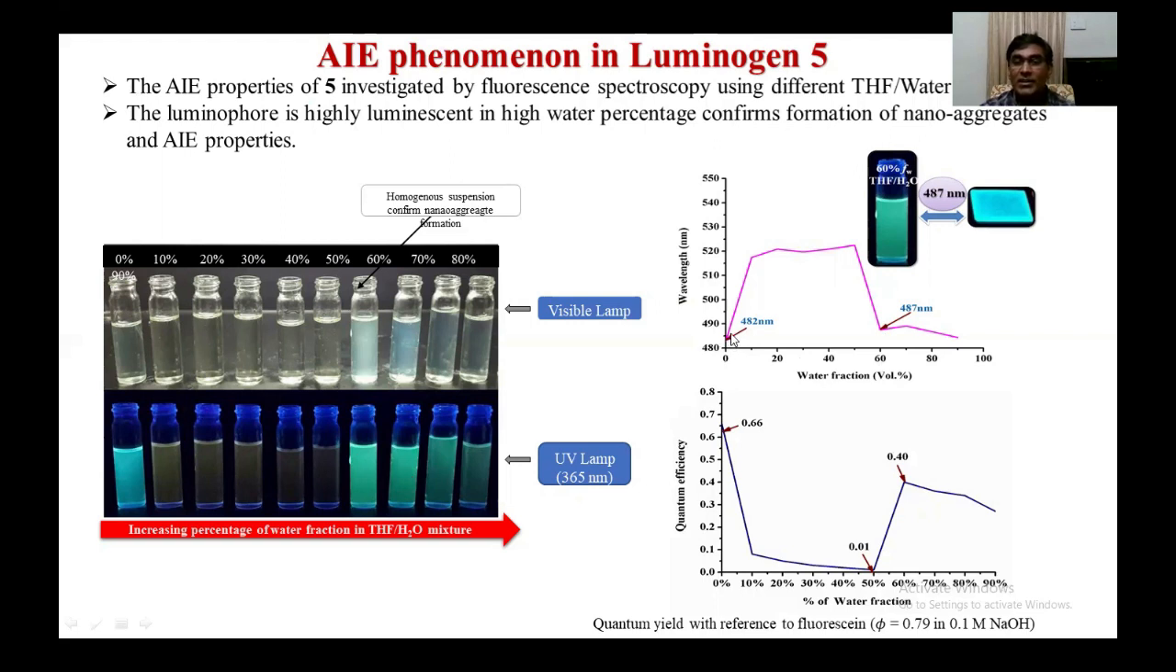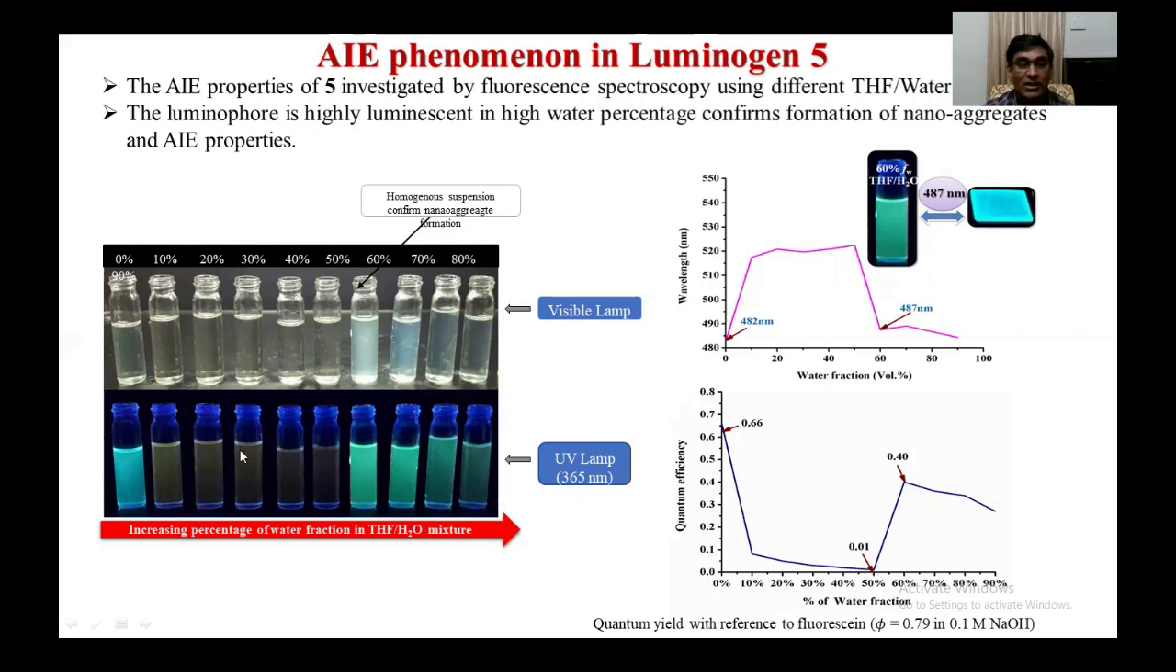So due to the positive solvatochromic effect, as the water fraction increases, the polarity of the solvent mixture increases. That is called the positive solvatochromic emission quenching. And in the wavelength, you can see a bathochromic shift is observed, and that is the phenomenon of positive solvatochromism.